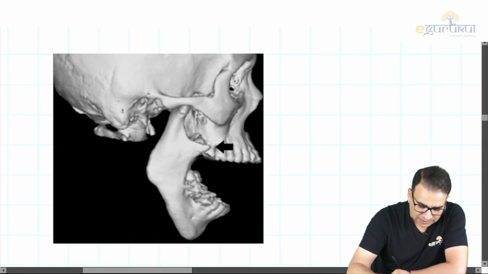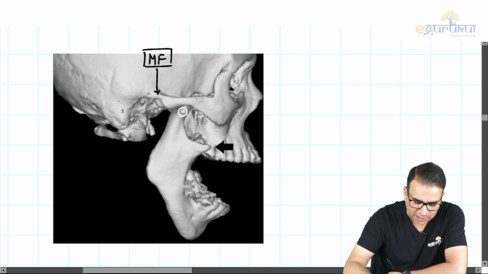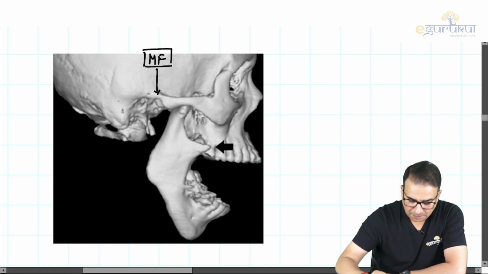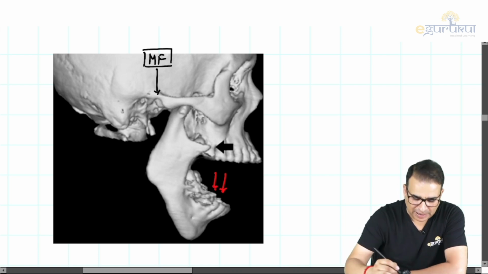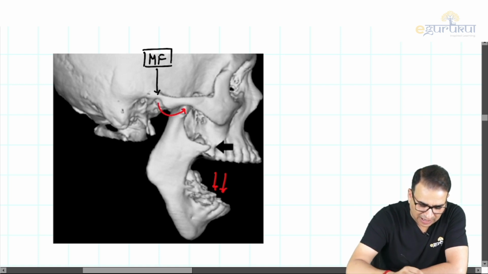Now, normally, this here is the mandibular fossa. As you can see, this is the mandibular fossa. This is where the head of the mandible is supposed to be. But because of the excessive depression of the mandible, what happens is the head of the mandible is shifted from this mandibular fossa to in front of this articular tubercle.